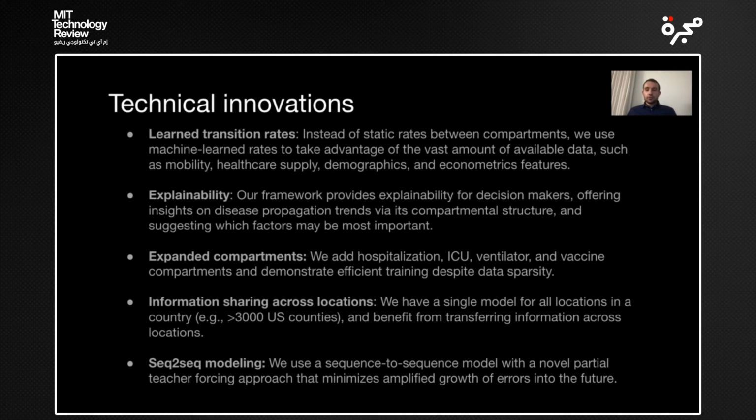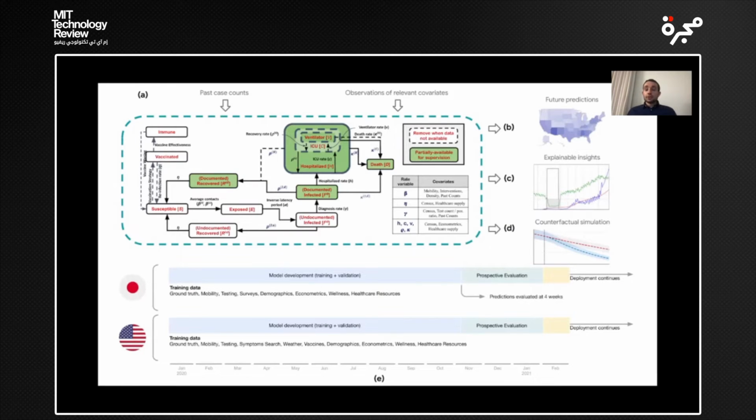Here is the overall framework that we brought. So we have a machine learnable compartmental model, and it gives future predictions, explainable insights, and counterfactual simulation capabilities for decision makers to change key input variables and observe their effects. We have developed our model for the US and Japan, as I mentioned, and we have partitioned the timeline for model development as well as prospective evaluation before deployment.